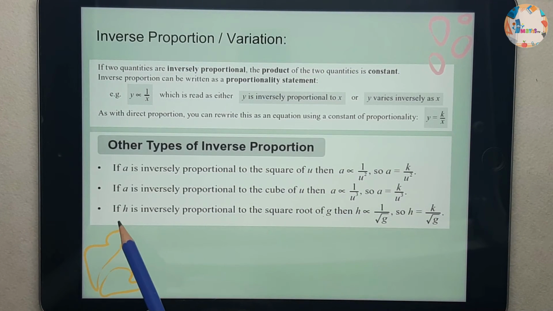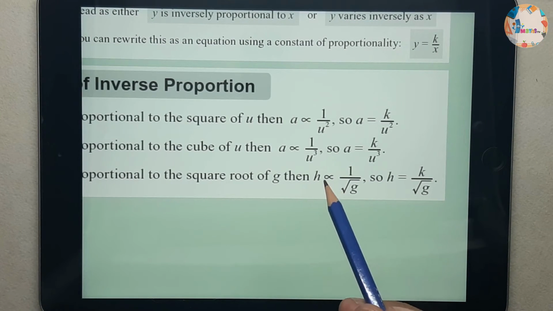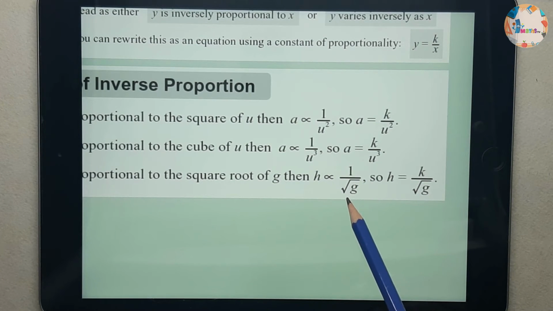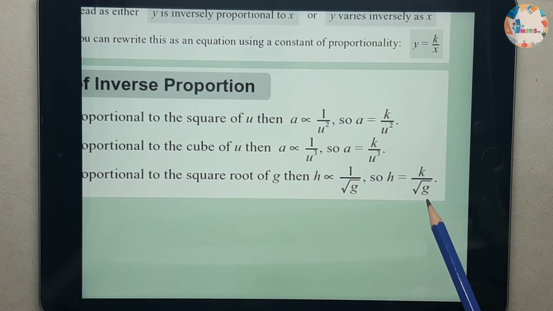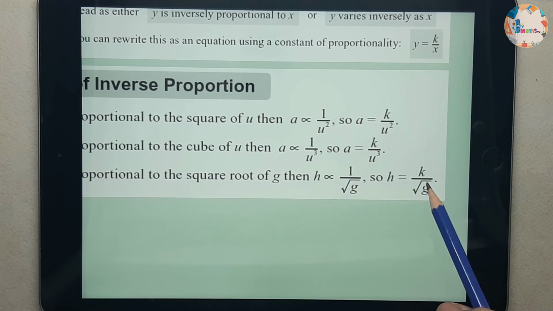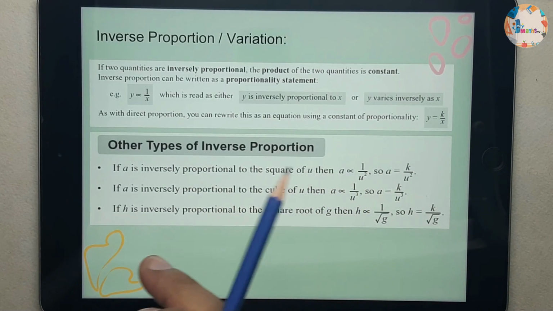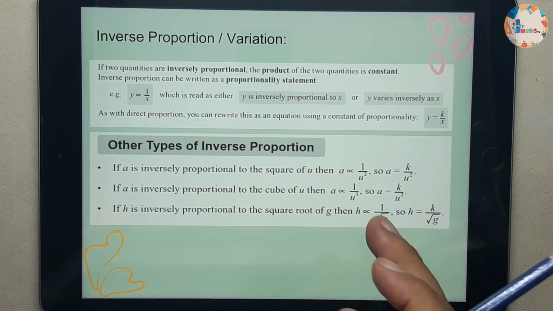And square root also, if h is inversely proportional to the square root of g, then h is directly proportional to 1 over square root of g. Roots we are taking, so h is equal to k over square root of g. So this is how we are taking it in case of root also. So these are other cases which we solve similarly, but while writing the equation we have to be careful.